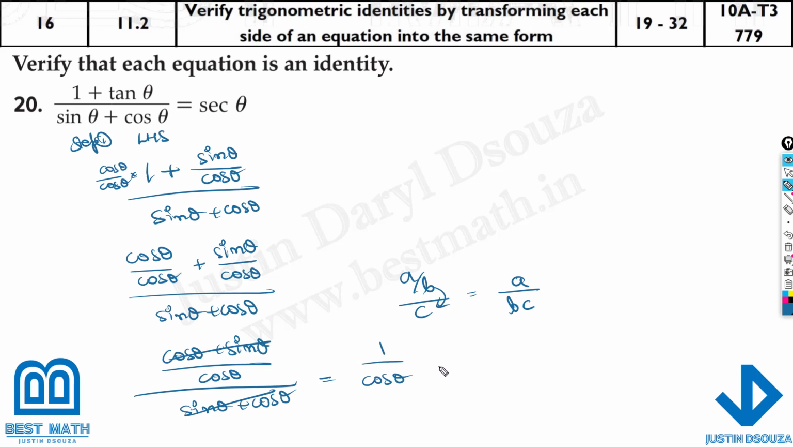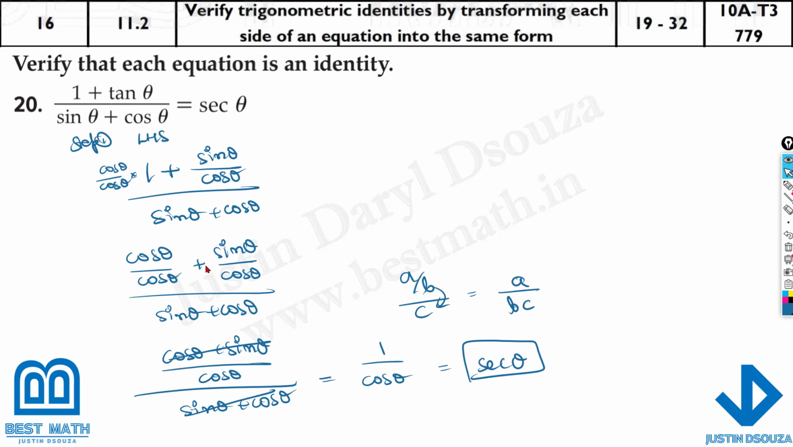What is 1 by cosine theta? It is secant theta. I have not used the right side. This is fine. You can stick to one side and solve to the other side. It's absolutely fine. And here we go. This is the answer. So that's it. These are the steps. Now we can do more elaborate steps using both the sides, but whichever you find easier, just stick to it.